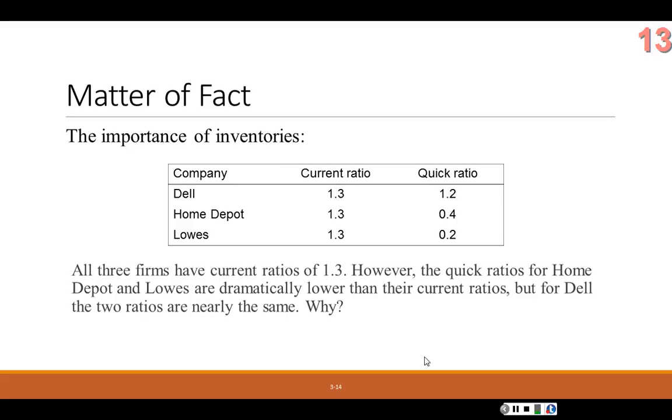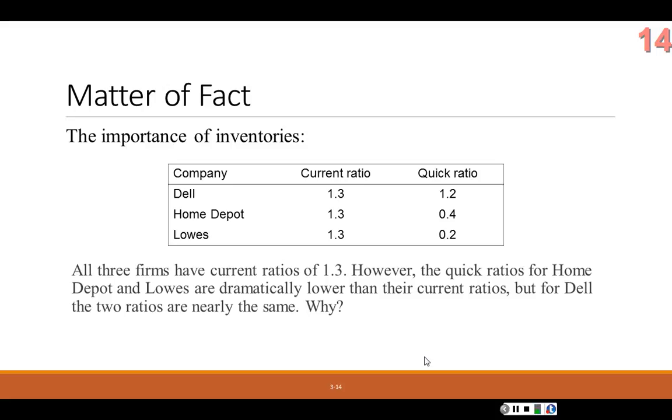Inventory is very important. If we compare Dell, Home Depot, and Lowe's, we see that all three have a current ratio of 1.3. If we look at the more conservative measure of liquidity, the quick ratio, we see that their quick ratios are drastically different. This means that Dell is not holding a great amount of their goods in inventory, which is probably a good thing because Dell is in the technology industry, which is changing swiftly.